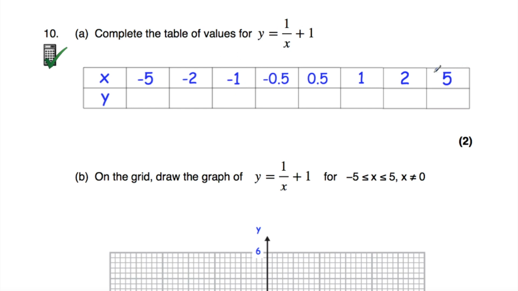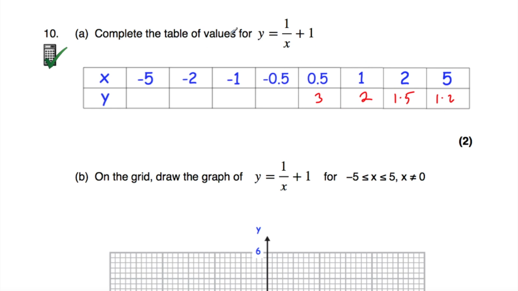So let's start off with 5. 1 divided by 5 is 0.2, plus 1 would be 1.2. Whenever x is equal to 2, we've got 1 divided by 2 is a half, or 0.5. Add 1 will be 1.5. When x is equal to 1, we'd have 1 divided by 1, which is 1, plus 1 is equal to 2. When we've got 1 divided by 0.5, that's equal to 2, plus 1 is equal to 3, and so on. So they're the positive values for x.